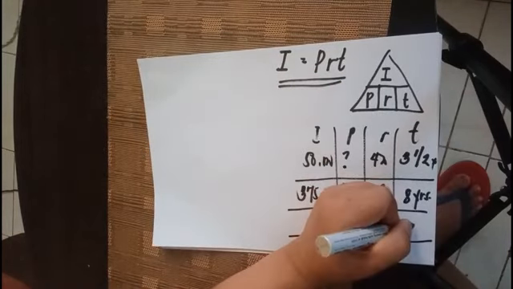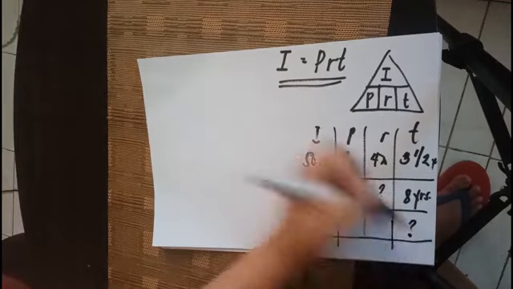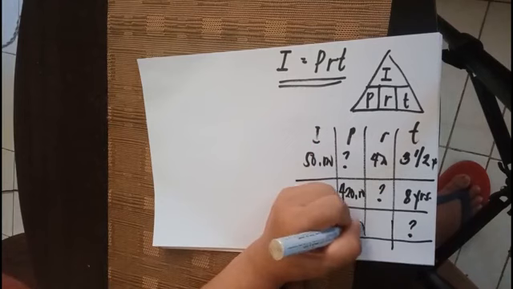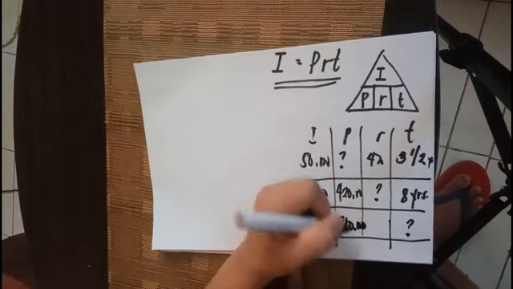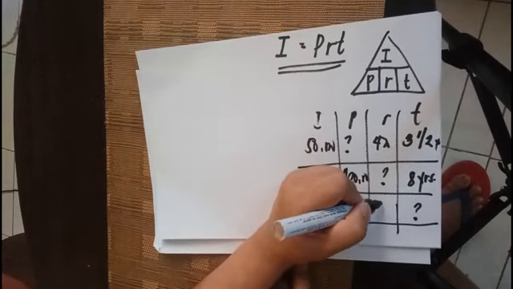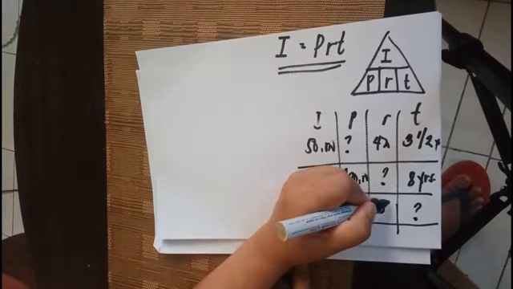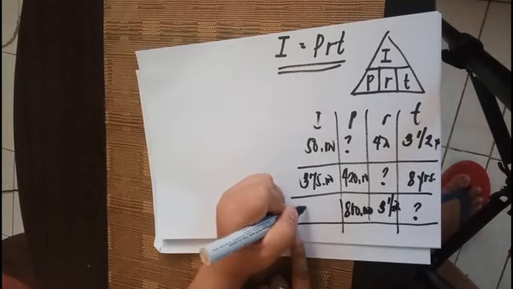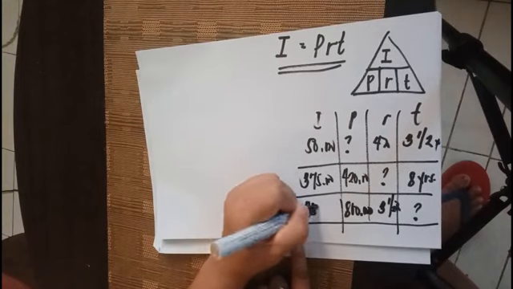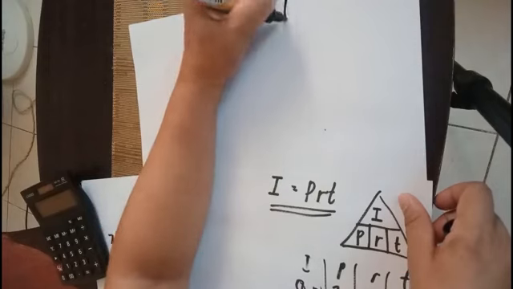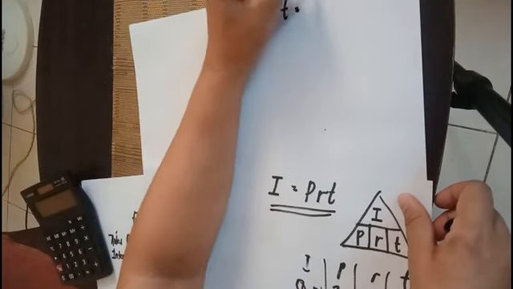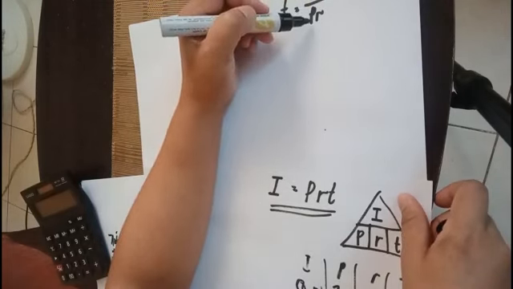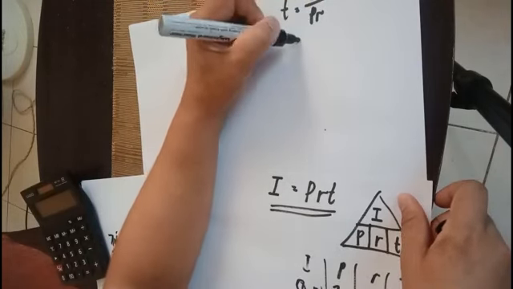Next is the missing time. So we have the principal of 800,000. Then the rate is, for example, 3.5%. And then we have the interest of 250,000. So time is equal to interest over PR, or interest over principal multiplied by rate.